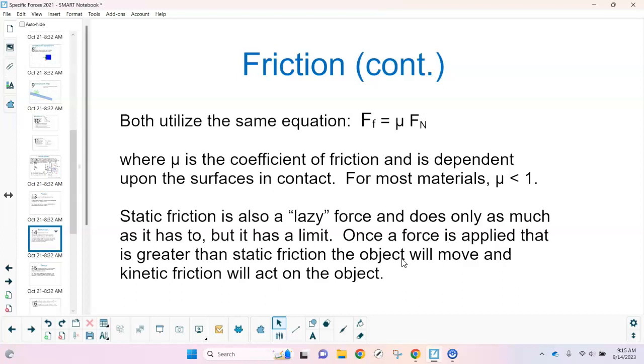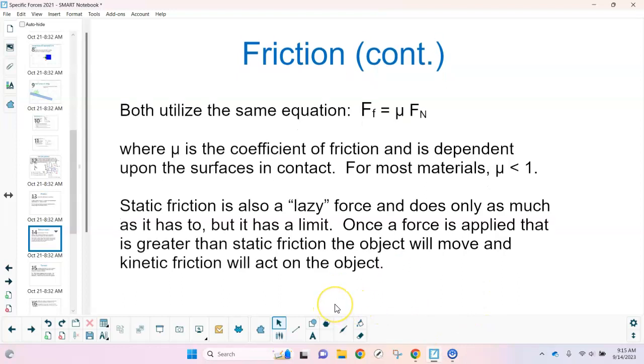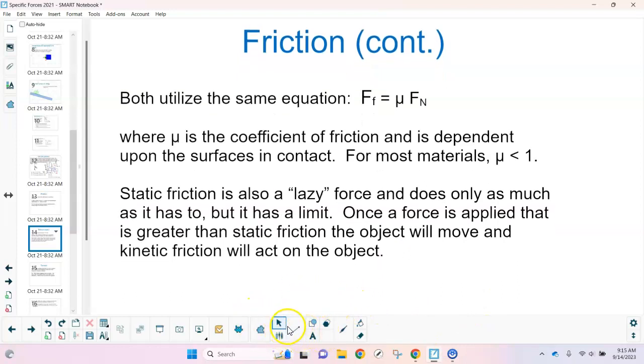Static friction is a little bit different than kinetic friction because it has a limit. So static friction is basically the amount of friction you can provide to hold something in place. And it only does as much as it has to. That's what I mean by lazy force. So it only does as much as it has to, but it has a limit. So let me give you a quick example here.